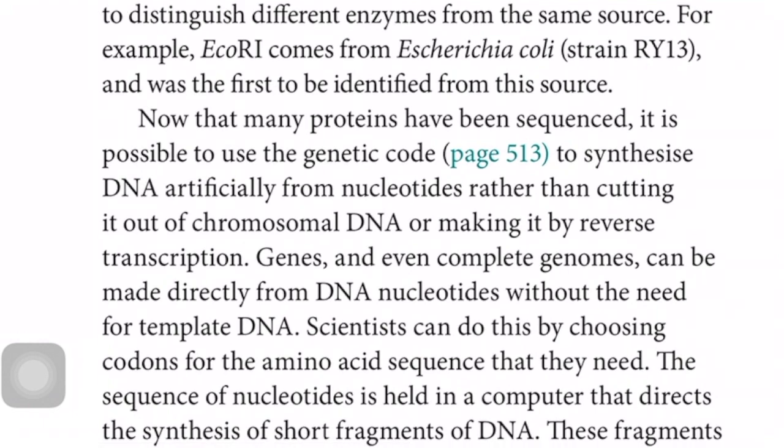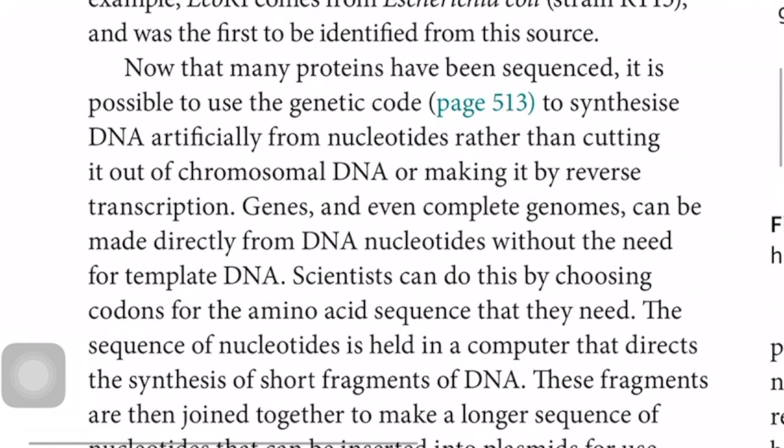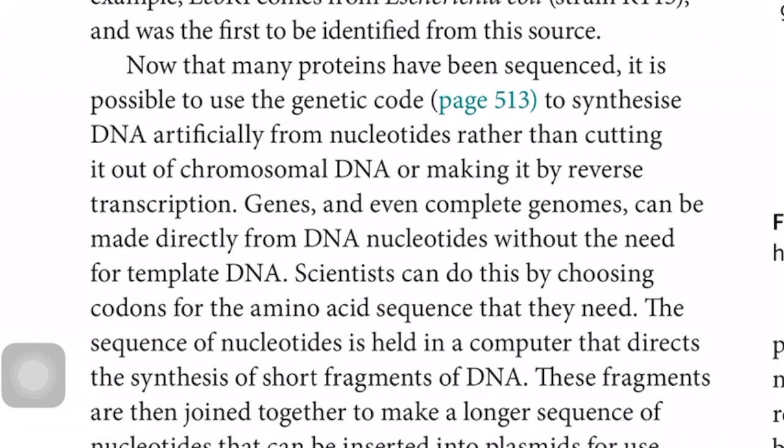RY13. Now that many proteins have been sequenced, it is possible to use the genetic code to synthesize DNA artificially from nucleotides rather than cutting it out of chromosomal DNA, or making it by reverse transcription. Since many proteins have been sequenced, the codons of the proteins have been identified. For the advancement of our tool, we can select those nucleotides with the bases and join them into the sequence we want and make the DNA of our choice. We do not have to make it by reverse transcription or cutting it out of the chromosomal DNA using restriction enzymes.